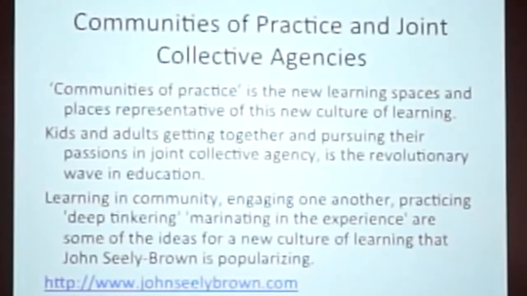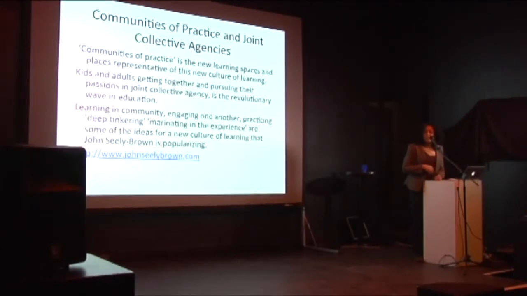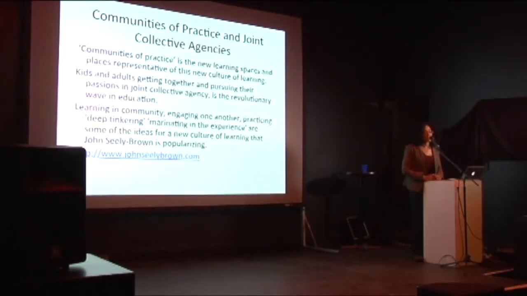Here's a concept that's maybe new to you. Communities of practice and joint collective agencies is basically the idea of people with common interests, whether online or offline, getting together in these new spaces that are representative of this new culture of learning. So kids and adults get together. I think of one of my daughters, she uses Tumblr quite a bit. It's a wonderful community where they can really talk about gender issues, queer issues and such, and social justice issues especially. There's a concept of the social justice Tumblr warrior that has negative connotations in some circles, but really they're actively engaged in thinking and discussing. I'm just amazed at what I learn from my daughter through her community as well.